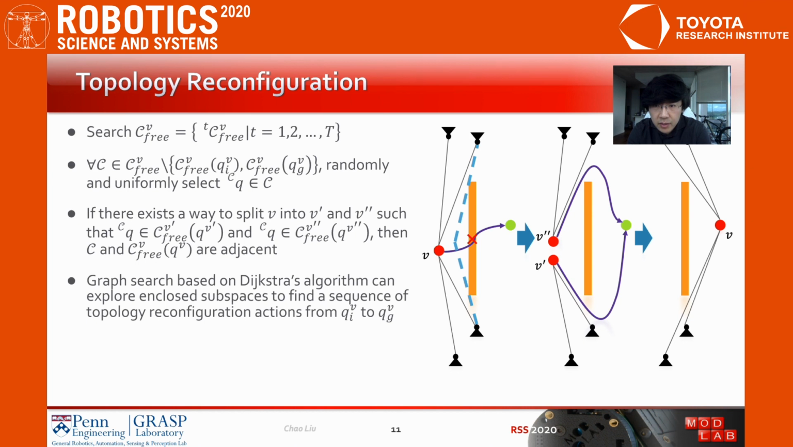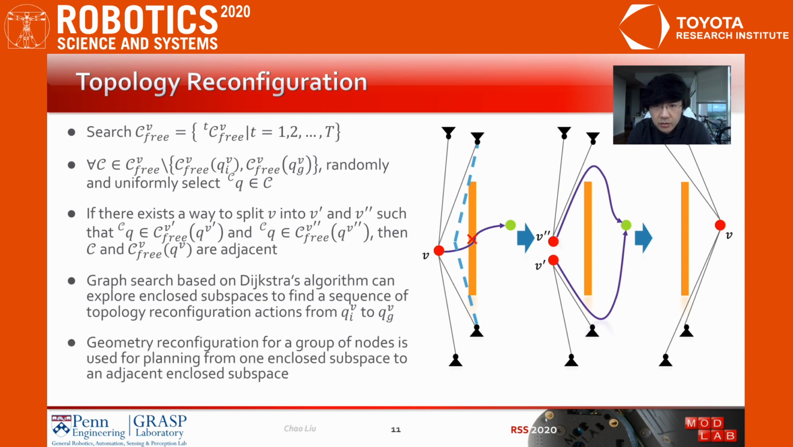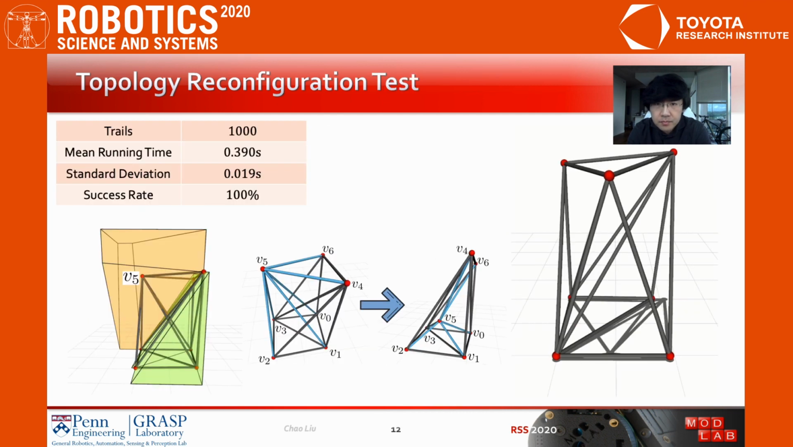Using this idea, we can apply a graph search algorithm based on Dijkstra's algorithm to explore these enclosed subspaces to find a sequence of topology reconfiguration actions. And we can use geometry reconfiguration for motion planning after splitting the node to go to an adjacent subspace. This is a test from our IROS work, and our current approach can solve this problem much faster, and the performance is shown in the table.